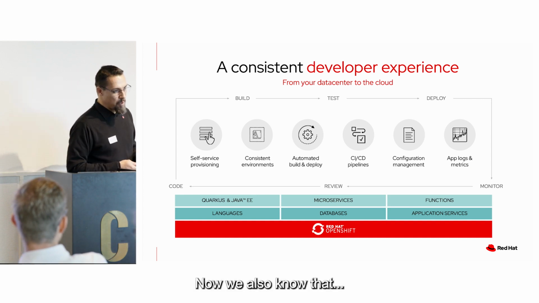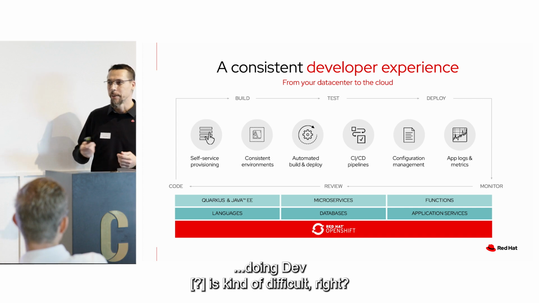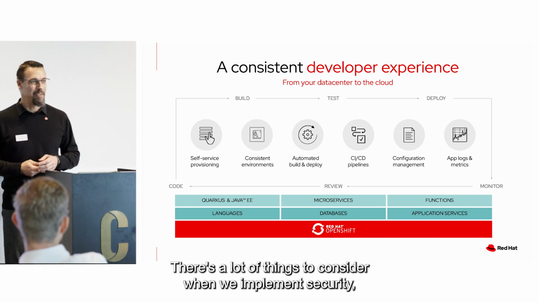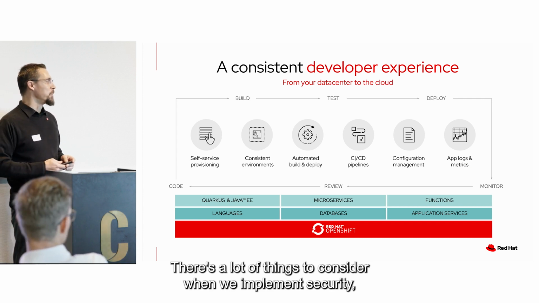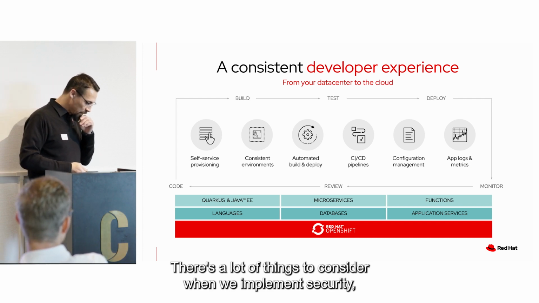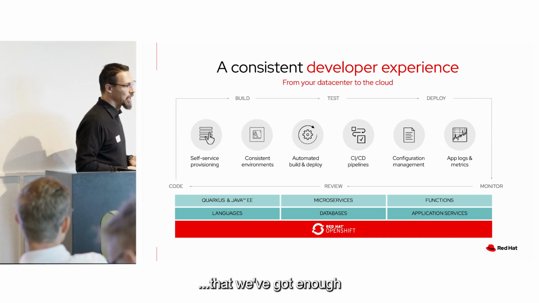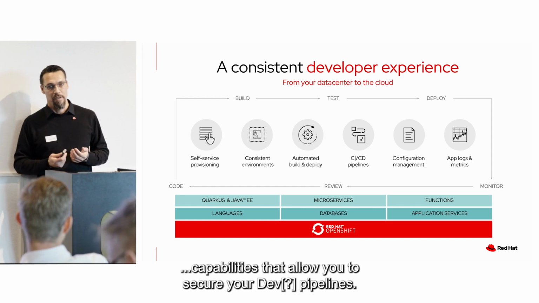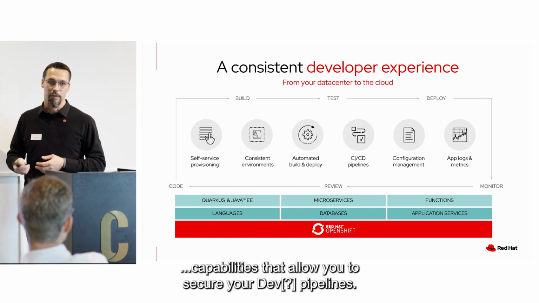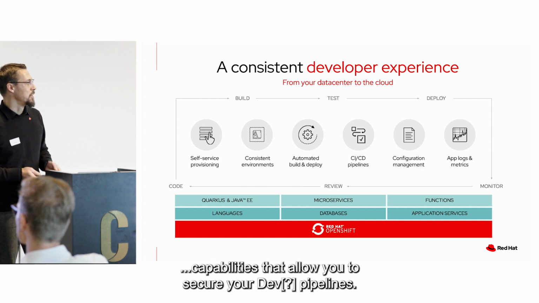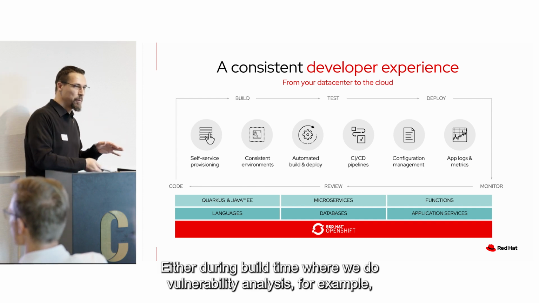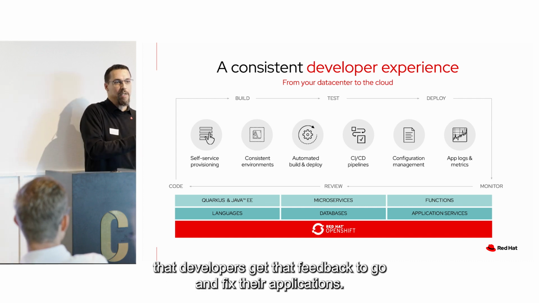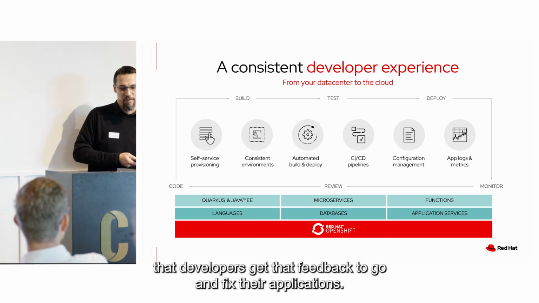Now, we also know that doing DevSecOps is kind of difficult, right? There's a lot of things to consider when we implement security. So we want to make sure that we've got enough capabilities that allow you to secure your DevSecOps pipelines, either during build time, where we do vulnerability analysis, for example, that developers get that feedback to go and fix their applications.